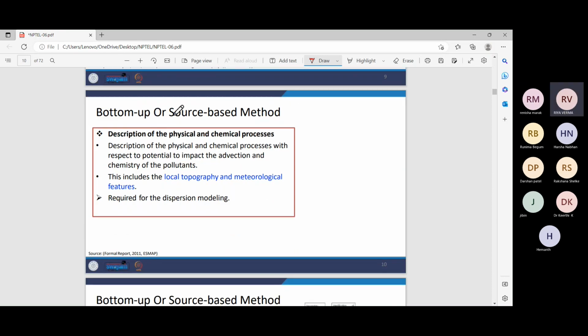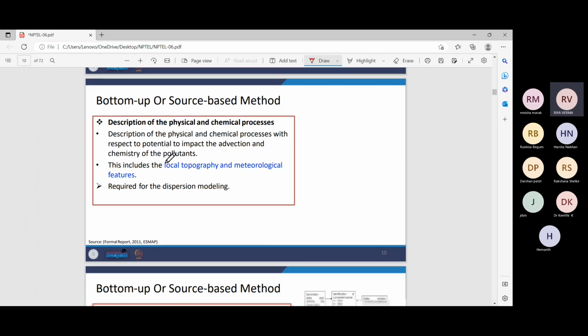Next is the description of the physical and chemical processes. Basically, with respect to the potential to impact the advection and chemistry of the pollutants, what are the physical and chemical processes that are affecting the transfer of these pollutants? These can also include your local topography and meteorological features, like what kind of climatic conditions are prevailing there, what is your wind movement, and how is the topography of that area. If there are some undulations or some hill, then it will hinder the wind movement. So that is also one thing that we need to know.